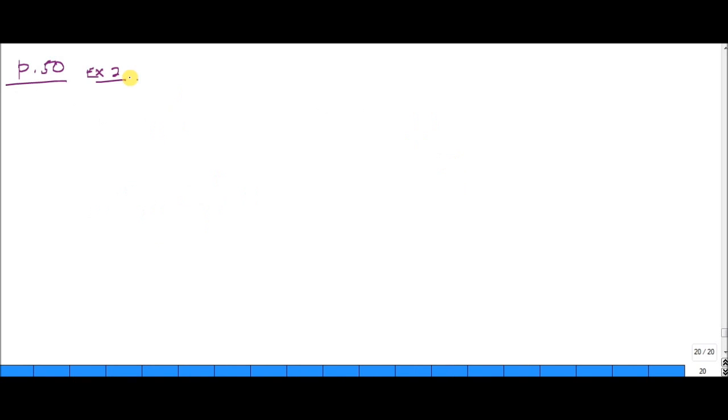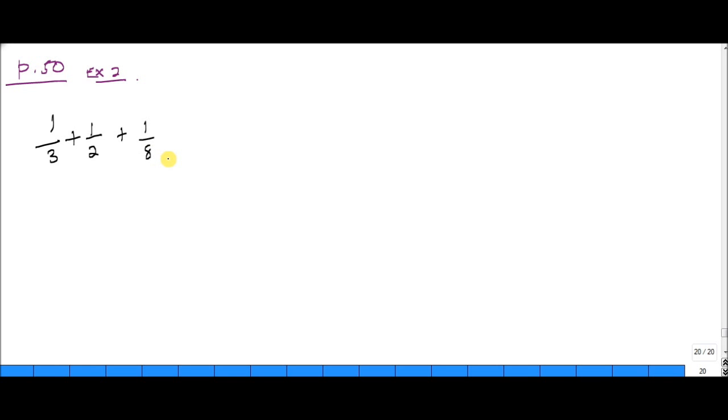We're at page 50, and we are now looking at adding and subtracting fractions with unlike denominators. So the denominators are not the same. Let's look at the example that they give us in exercise 2, and the example is a third plus a half plus 1/8. Let's look at the steps they say we should use to solve.